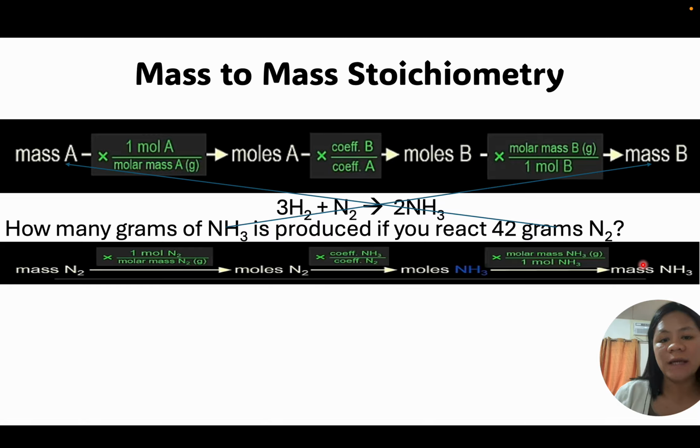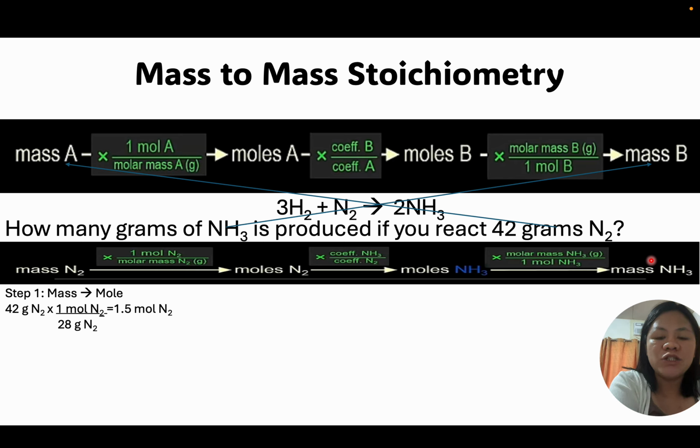So here are the step-by-step process in order for us to come up with the answer from here up to here. So step 1, mass to mole. Okay, so our given mass, again, according to our problem, is 42 grams of nitrogen. So according here sa ating formula, same lang yan sila, we'll need to get the molar mass of nitrogen.